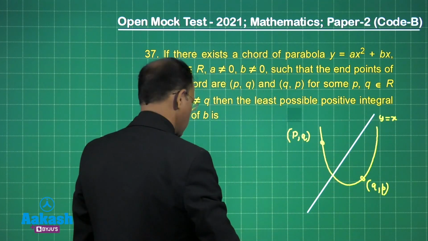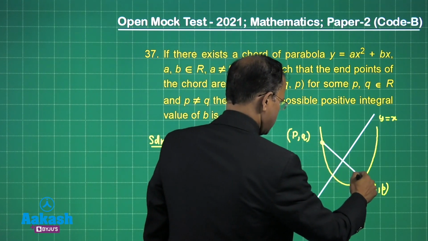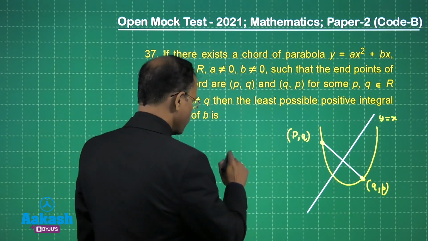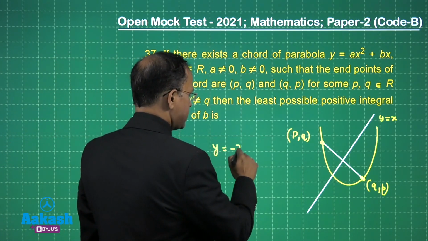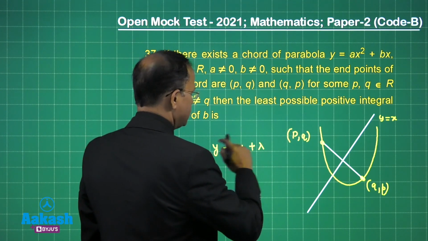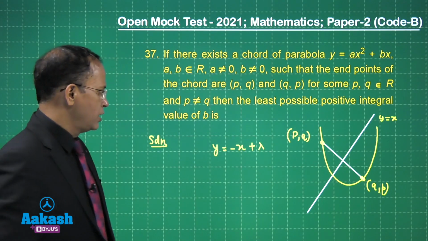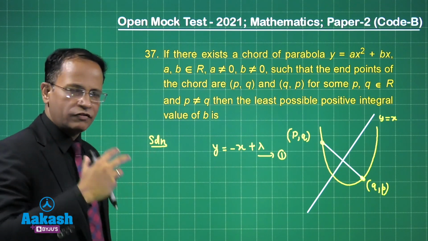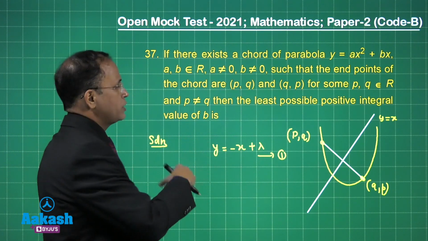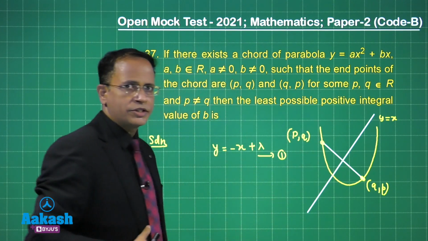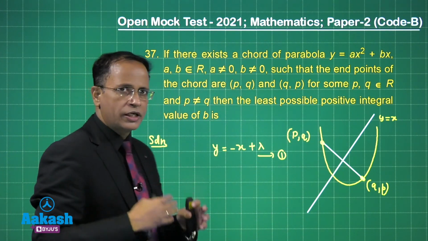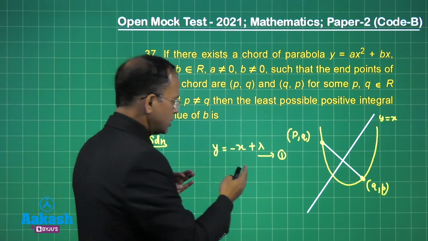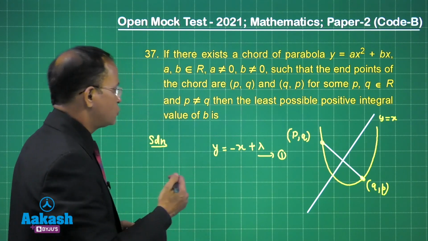Now the equation of this chord is going to be of the form y = -x + λ, right? Now we'll solve this equation 2 times. We'll take this equation with the given parabola equation, and we'll get 2 quadratic equations in terms of x and y, and then we'll find the condition. We'll use the condition of common roots in this case. So how to go about this part?